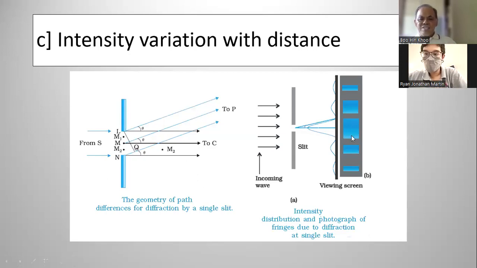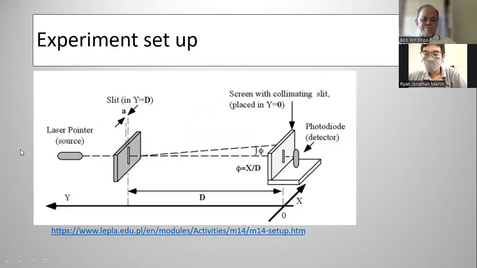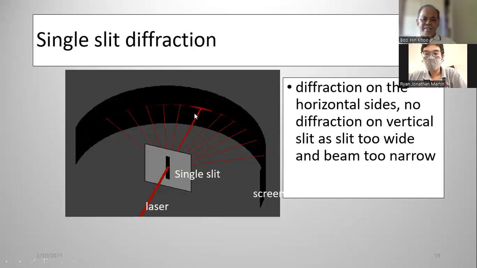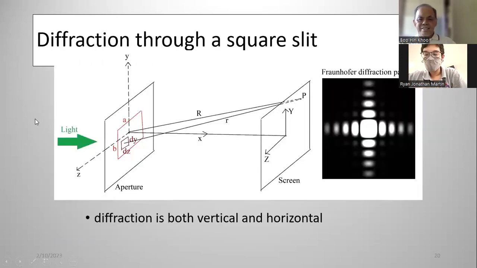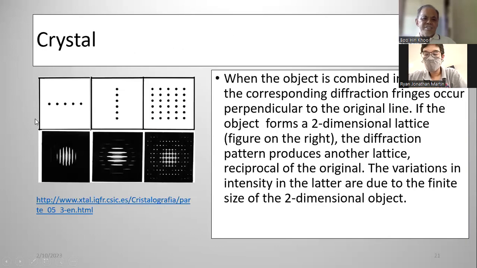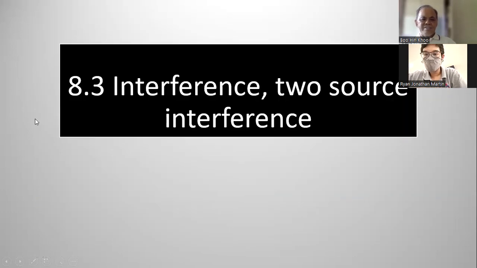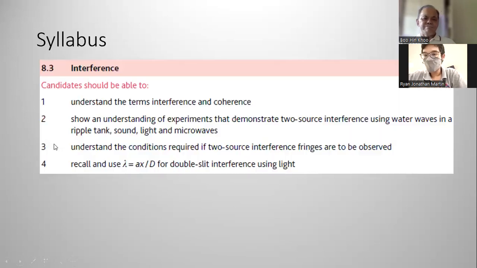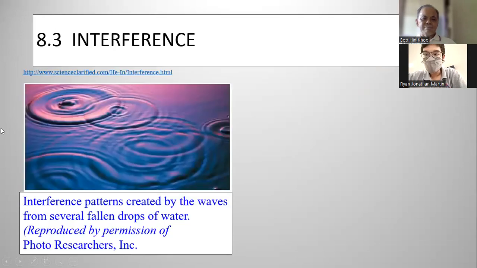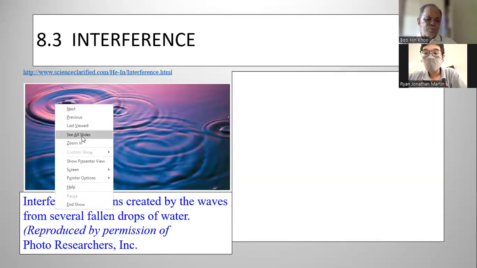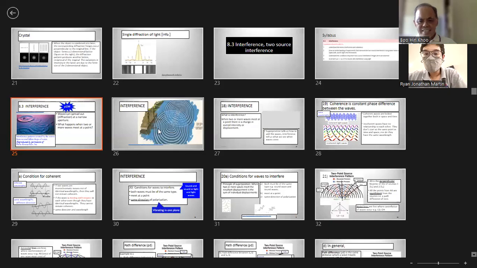Okay, so we are interested in this one, that's all. This is just a different diagram. We can use a pen light laser, single slit. Not interested in all that. Not interested in that. Not interested in that. Okay. Interference of two source interference, right? That's the syllabus. Won't worry about all this.